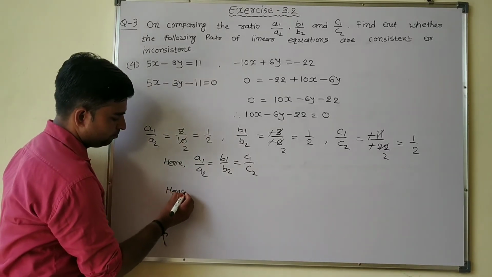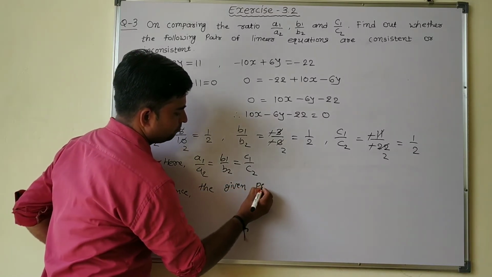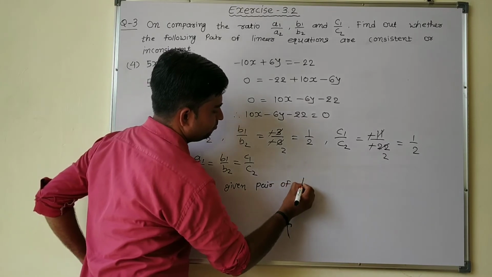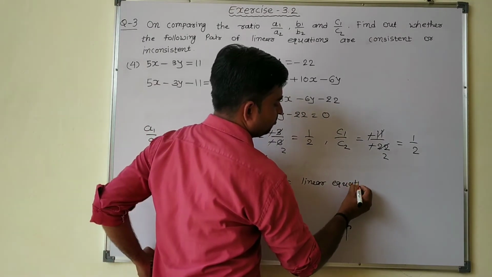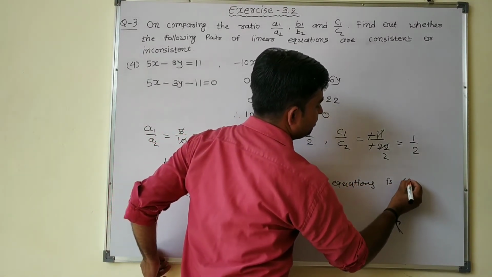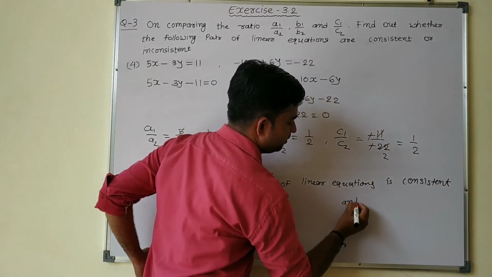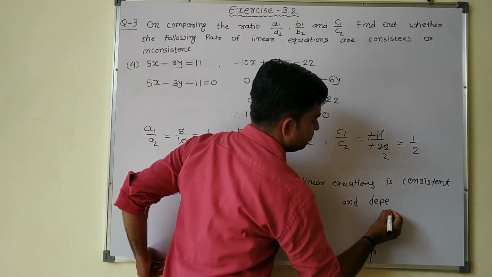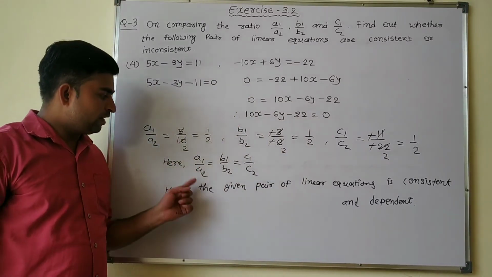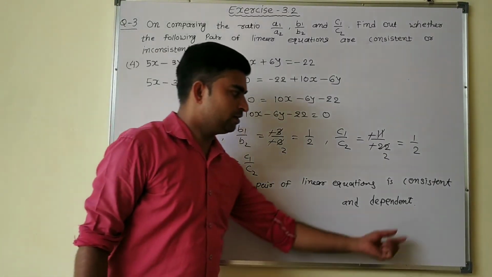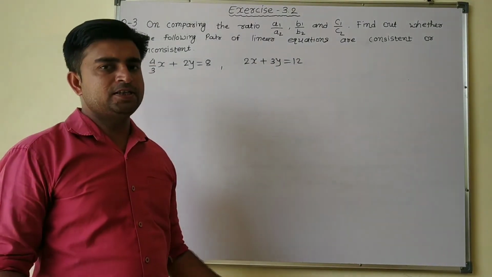Hence, the given pair of linear equations is consistent and dependent. So we have to remember, when this condition is given, the equations are consistent and dependent. Now let's see the fifth number.